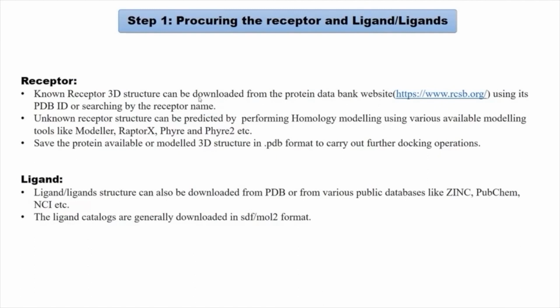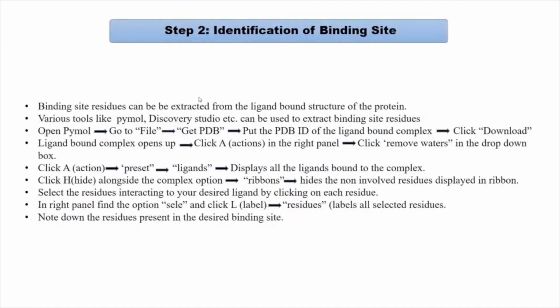After procuring the receptor and ligand, we move to the next step, where we need to identify the binding site where we want our ligand to dock into the receptor. If the binding site is not known, then we can use various software like I-TASSER for identification of the binding site in a protein structure. And if a complex of the ligand with the receptor is already available, then we can extract the residues which are involved in the interaction. I will be showing how to extract those residues using PyMOL.